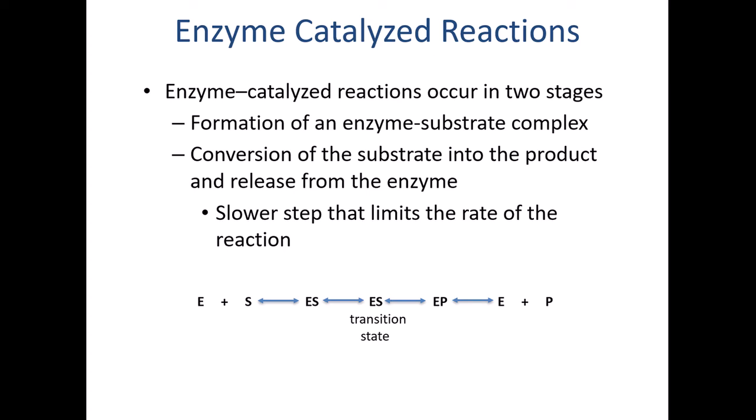So we can think of enzyme catalyzed reactions occurring in two stages. The first stage is the formation of something known as the enzyme substrate complex. You may hear me refer to that as the ES complex. Just so you know, you may hear that. The second step is going to be the conversion of the substrate into the product, and then the release of the enzyme, kind of occurring simultaneously. The second step is the slower step that limits the rate of the reaction.